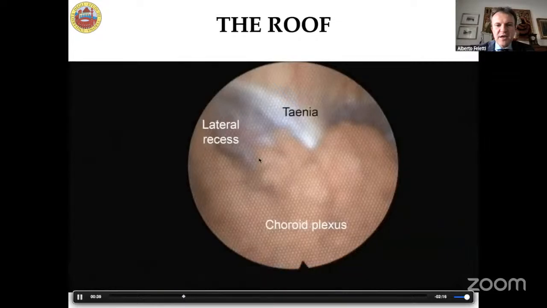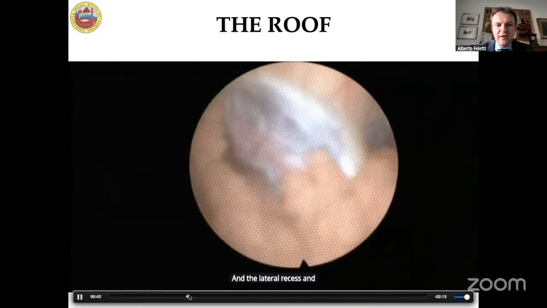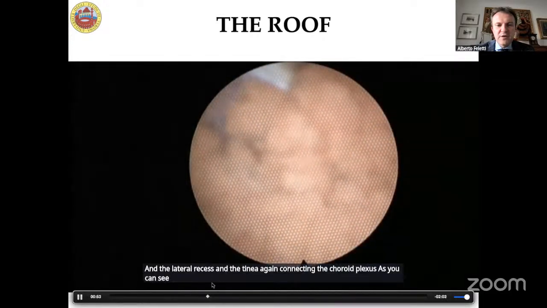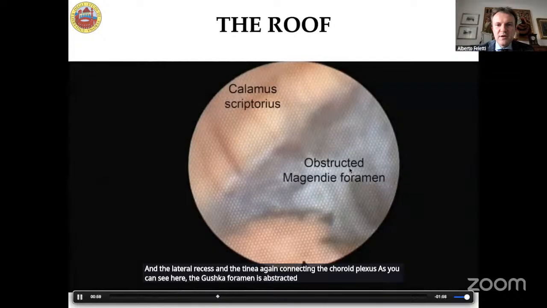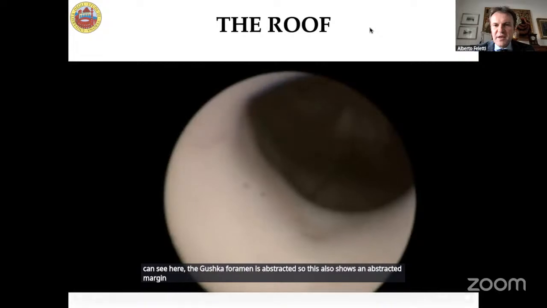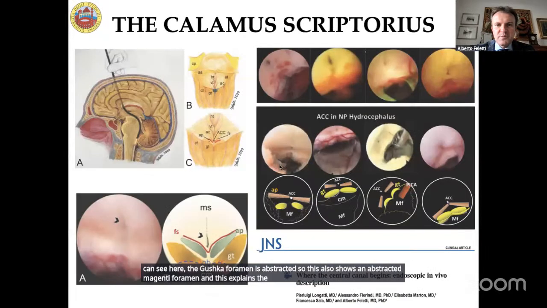And the lateral recess and the tinea, again, connecting the choroid plexus. As you can see here, the Luschka foramen is obstructed. So this also shows an obstructed Magendie foramen, and this explains the hydrocephalus of this patient.